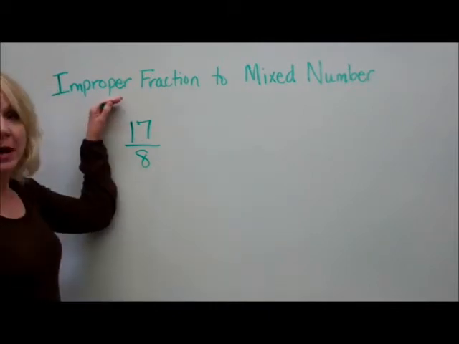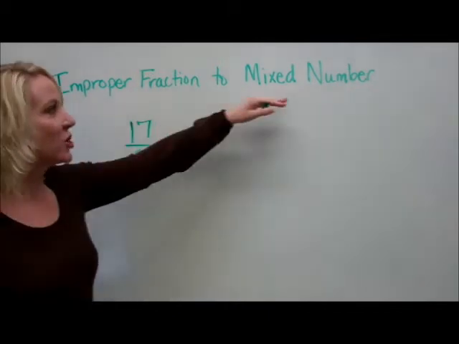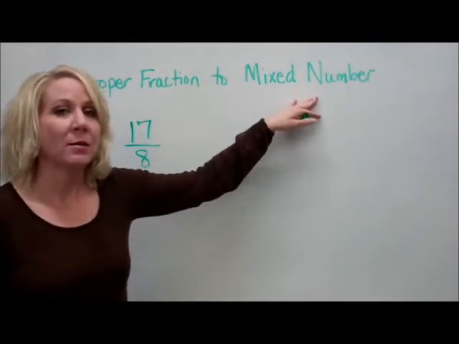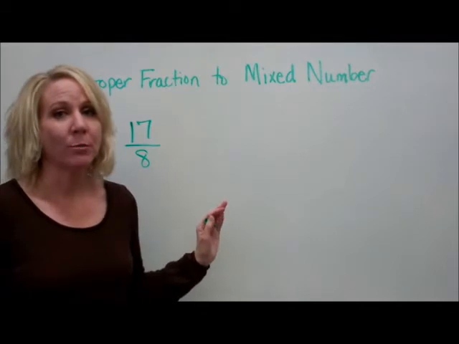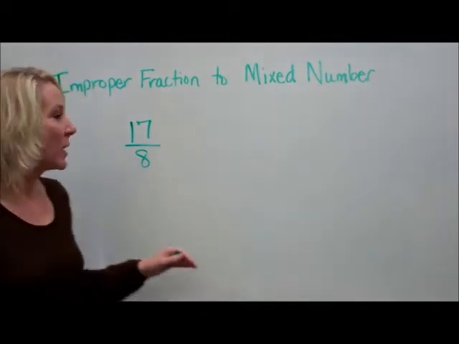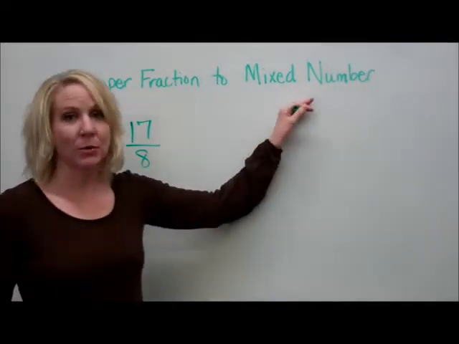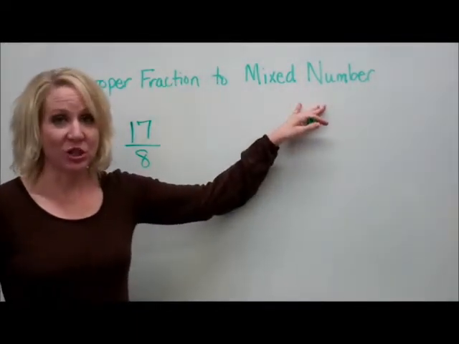What you need to do when you have an improper fraction is you need to change it into something called a mixed number. A mixed number is a number that includes a whole number and a fraction. The way that we convert an improper fraction into a mixed number is simply through division.